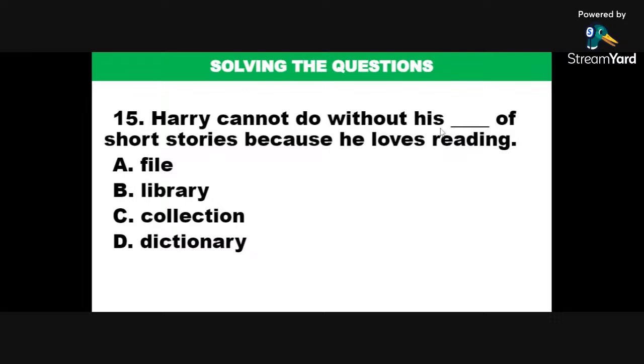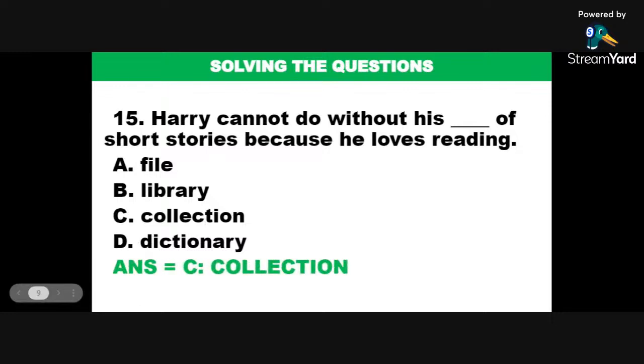Okay, you talk of a collection of stories. A file here is more likely to refer to documents. Library here is likely to refer to books, but you can talk about a collection of short stories. So the correct answer is C, collection.